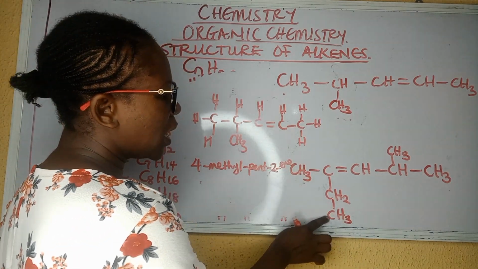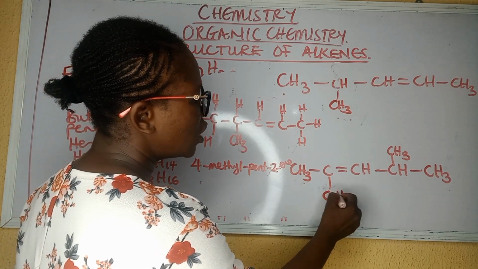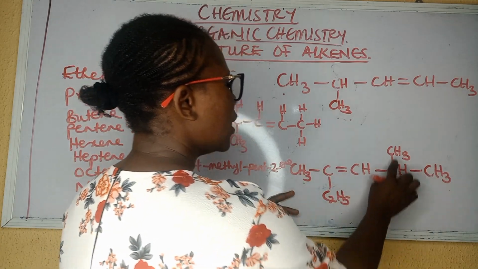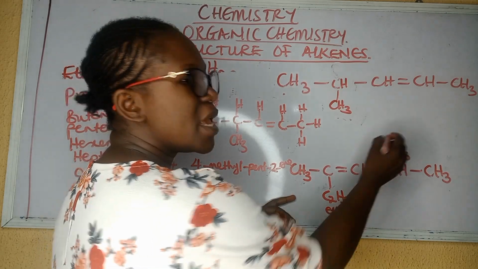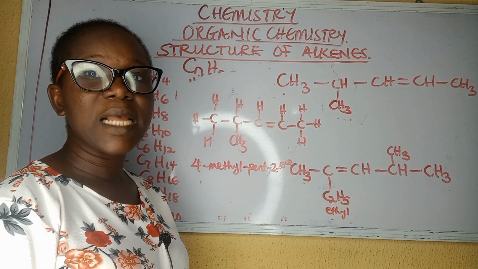This is actually an alkyl, like ethyl, C2H5. The longest hydrocarbon is 1, 2, 3, 4, 5. And there are 2 substituents. This is an ethyl, and this is a methyl attached. And this is a double bond, showing that it's an alkene.